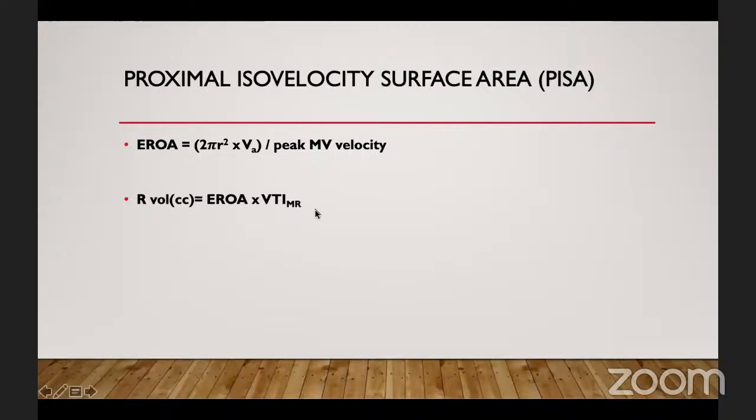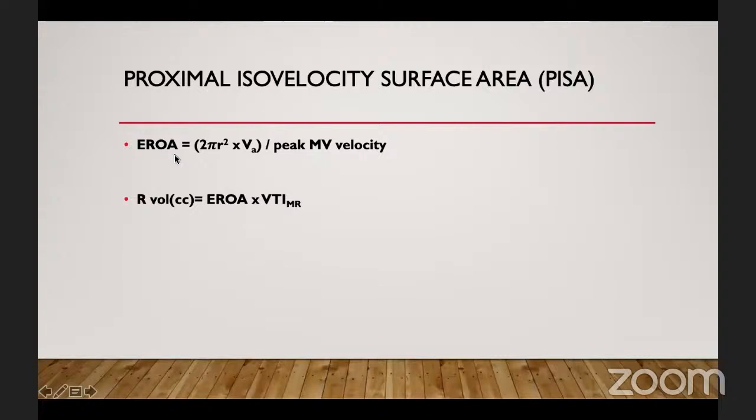Now it's moving. Okay. So that area, the proximal convergence area, we consider it as a surface area, as a circle or a semicircle. So from the equation of a surface area of a circle, 2 pi radius squared, multiplied by the velocity, this will give us the first part. For the other part, we know the peak mitral valve velocity, and the remaining is the effective regurgitant orifice area. This is an example of this. So we are measuring this one.